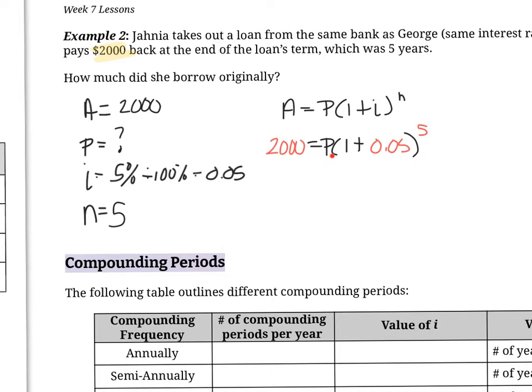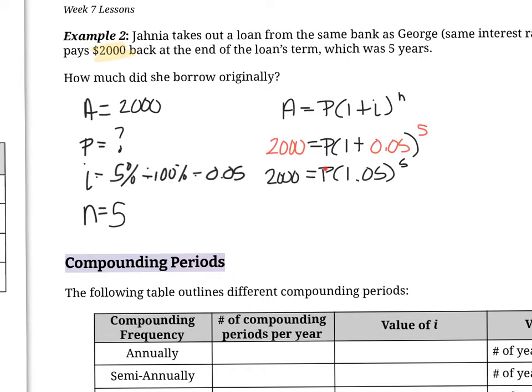So what to do here? Now we're looking for a number. We've got to get rid of all this stuff. Before we do, let's just apply BEDMAS and deal with those brackets. So we have $2,000 is equal to P times 1.05 to the power of 5.